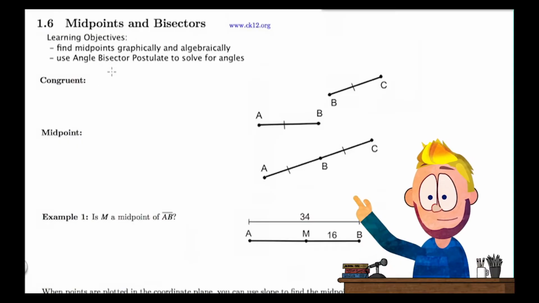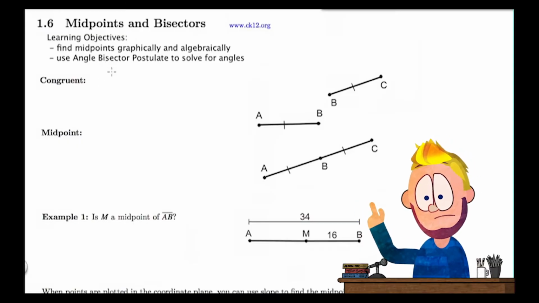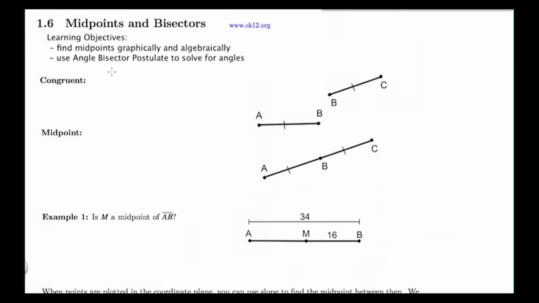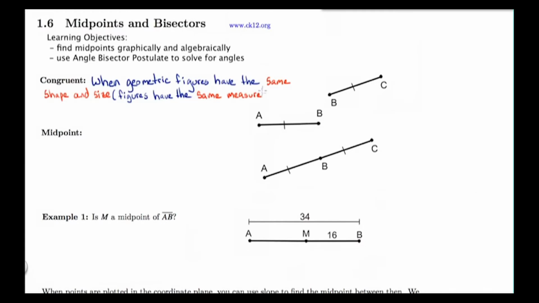Okay, in this section, we're looking at midpoints and bisectors. So the first thing we want to look at is the definition of congruent. When geometric figures have the same shape and size, figures have the same measure, they are considered congruent. So this is the equal sign, means equal. The congruent sign is an equal sign with a little squiggly on top.